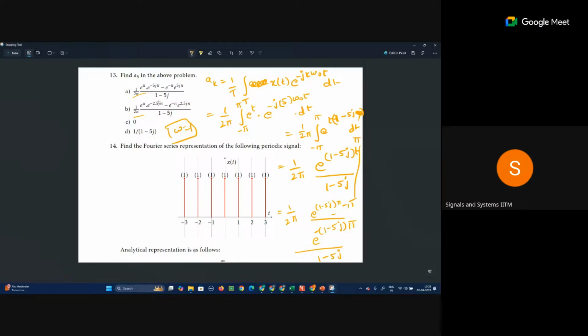So if we split it up like pi, we'll be getting option A. I mean, e power pi into e power minus φj pi, minus, as we are substituting the lower limit here, e power minus pi into e power φj pi, by 1 minus φj. Am I clear? 13th. Yes, ma'am, clear.